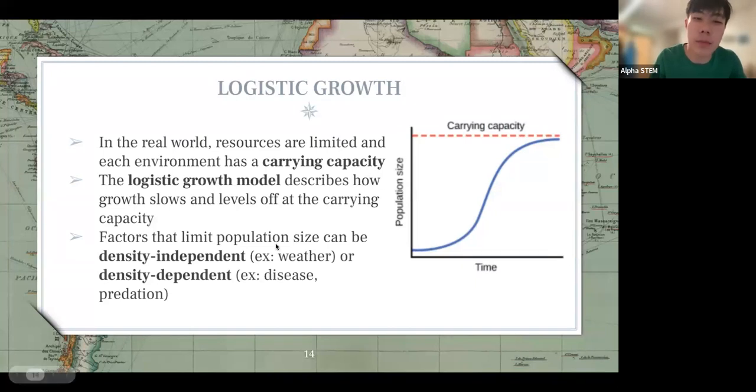Factors that limit population size can be density independent, for example the weather, or density dependent, like disease or predation. Density independent means that it affects the population regardless of whether it is very dense or not. Examples are generally weather phenomena such as wildfires or storms. Density dependent factors are competition for food, disease, or predation, which increase as the population becomes bigger. Density dependent factors are generally what contribute to the carrying capacity.